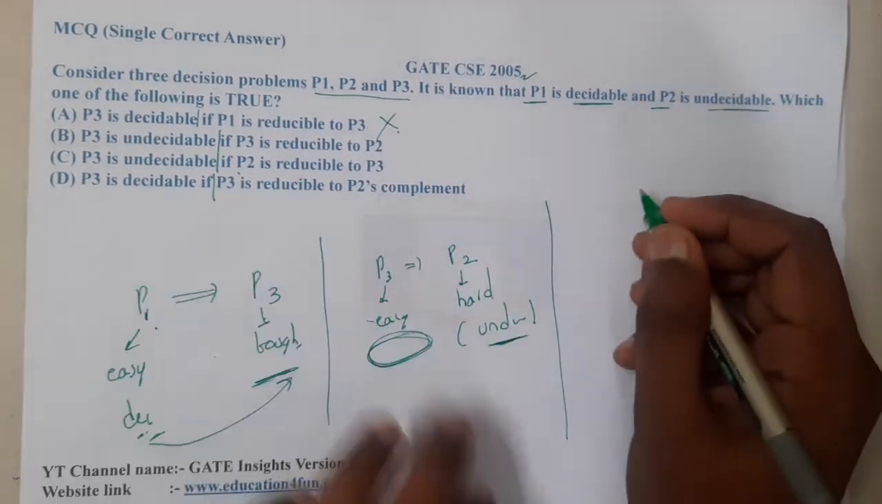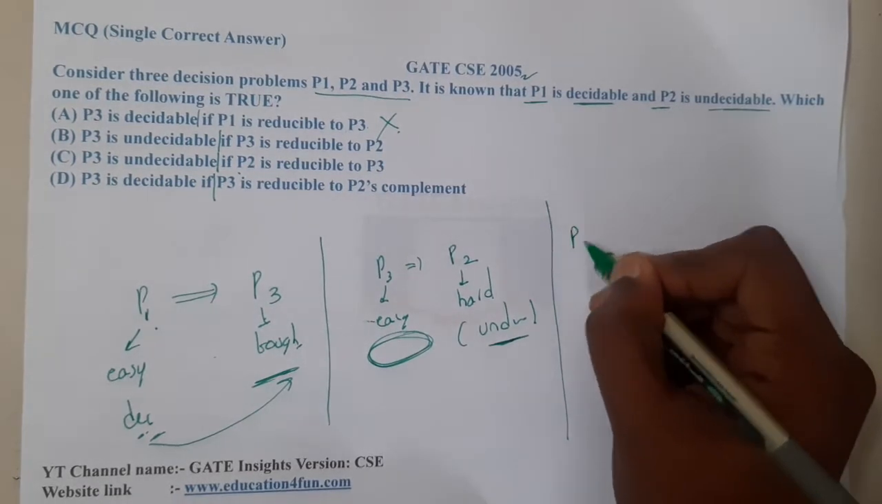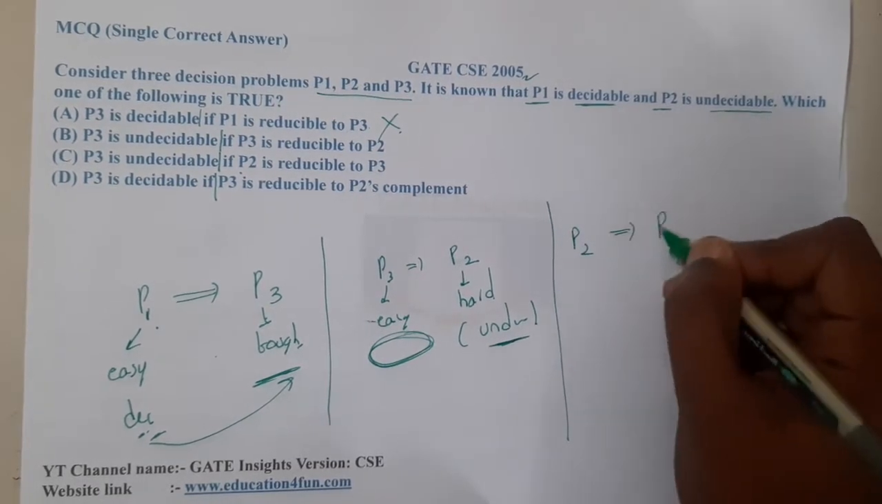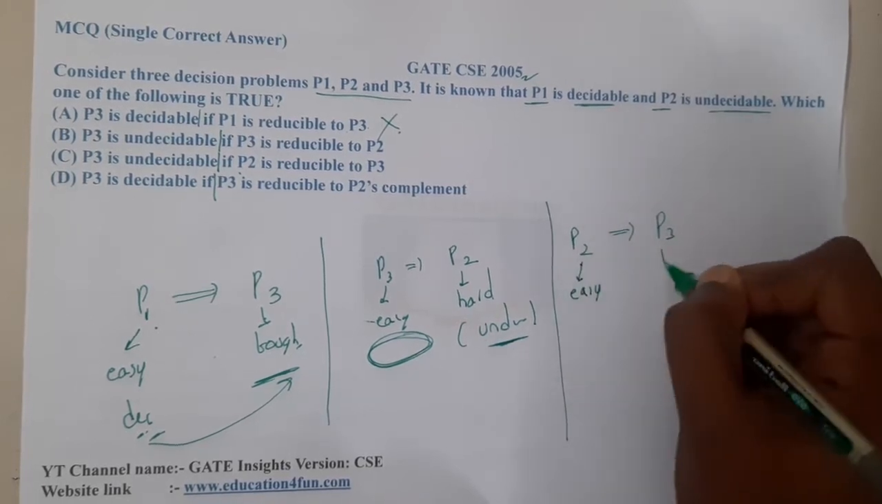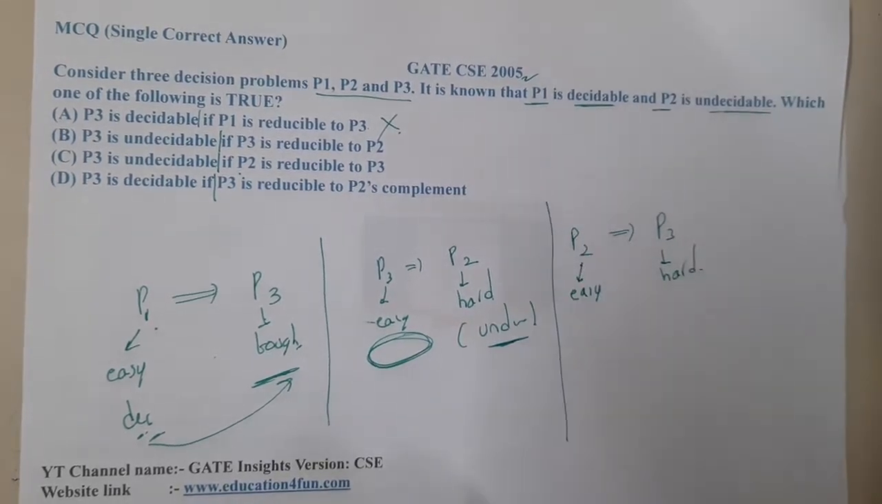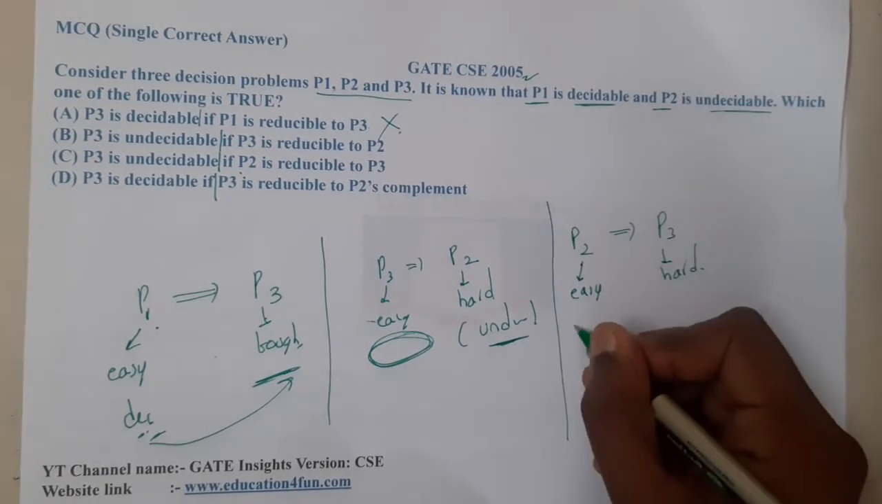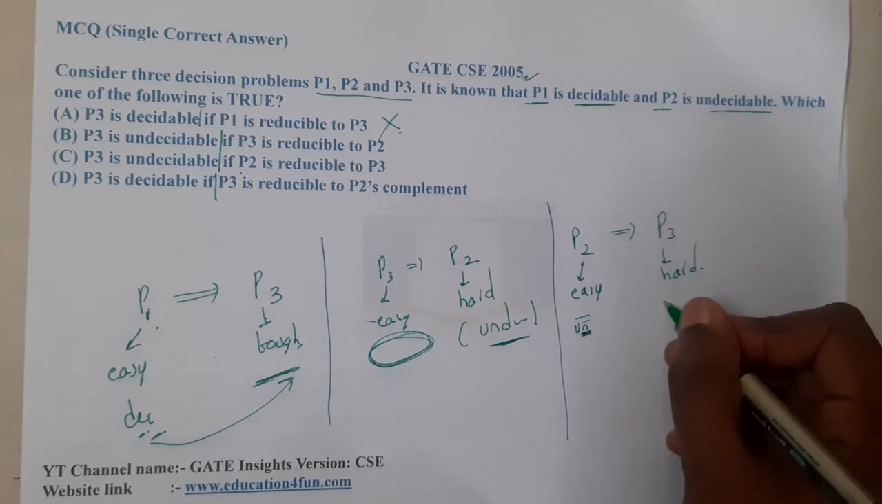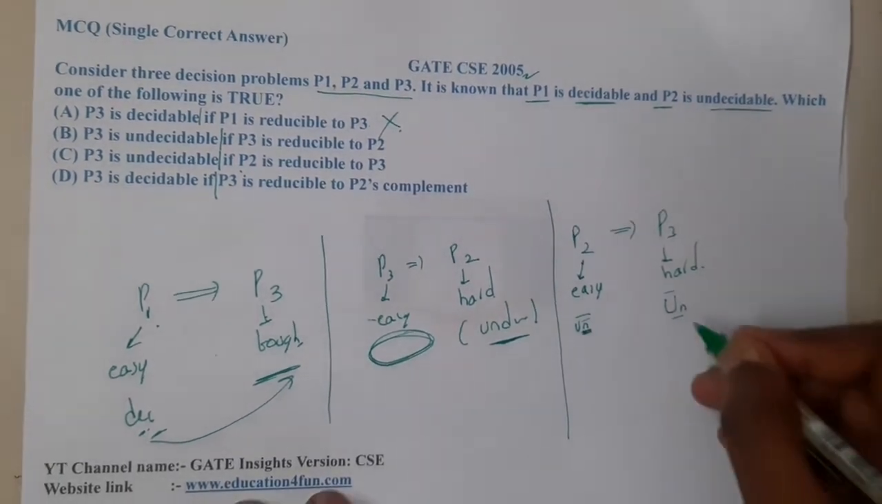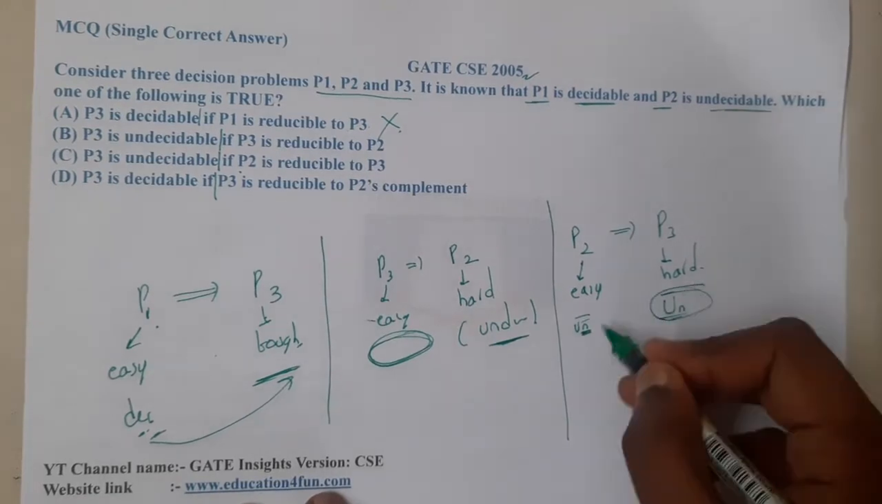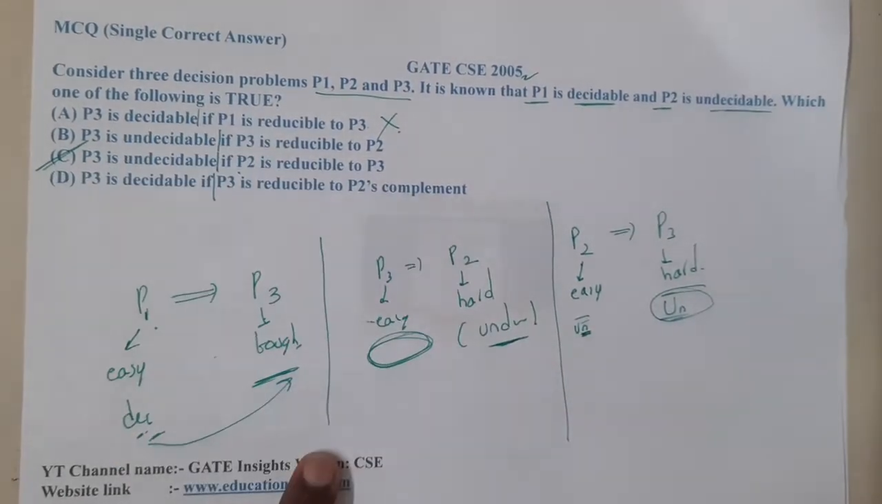Moving on to the third option, here they are saying P2 is reducible to P3. So P3 is the hard problem and P2 is the easy problem, and they are saying this easy problem is undecidable. If you are not able to solve that easy problem, how can you solve this particular hard problem? With that simple understanding, we can conclude that this will also be undecidable. So C seems to be correct.